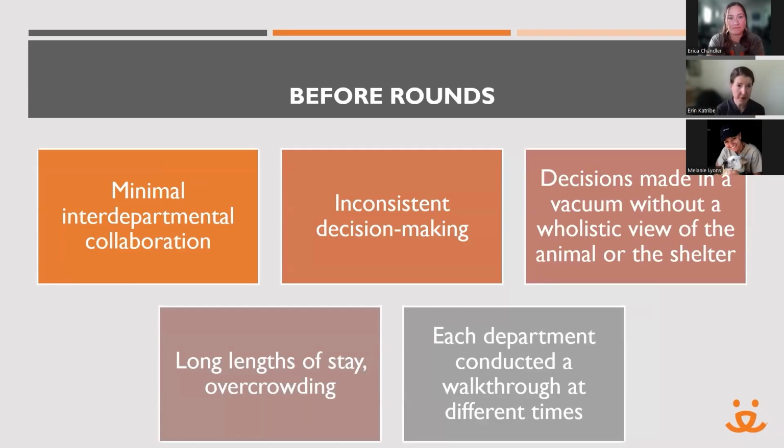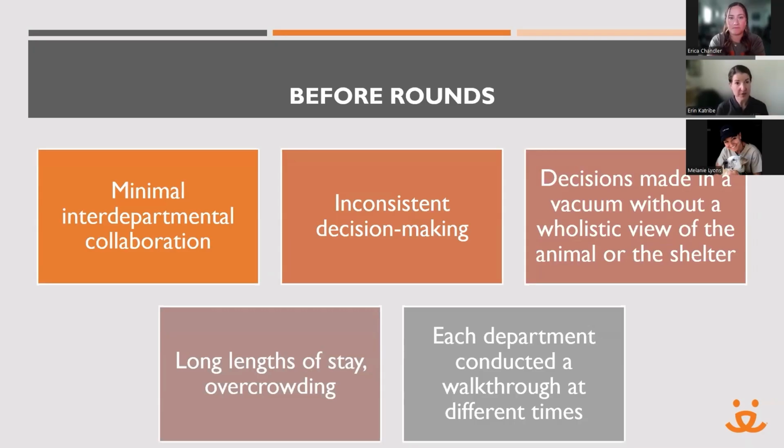In this particular shelter, there were a lot of challenges around departmental collaboration. Departments were siloed. There were cat people and there were dog people. Medical had their animals and behavior had their animals, and the right hand didn't know what the left hand was doing. And sometimes that even resulted in overt conflict, especially when it came to really tough things like euthanasia decisions. And this also meant the decisions were inconsistent for individual animals. Decisions were made in a vacuum without a holistic view of that particular animal.